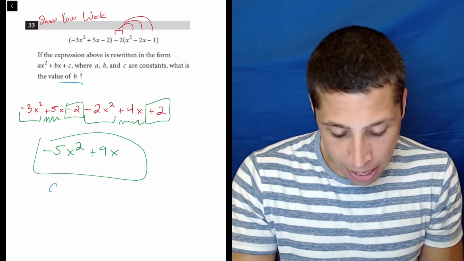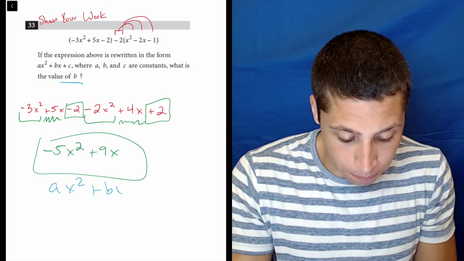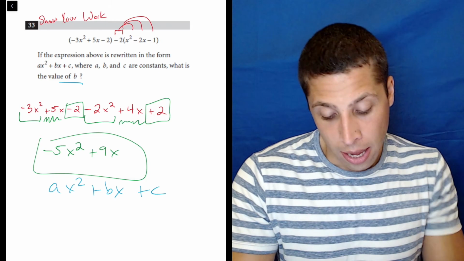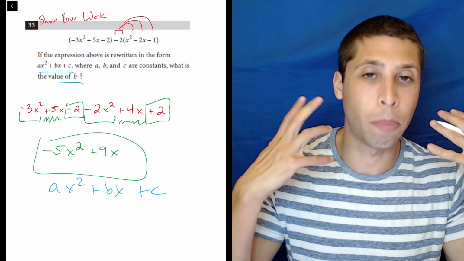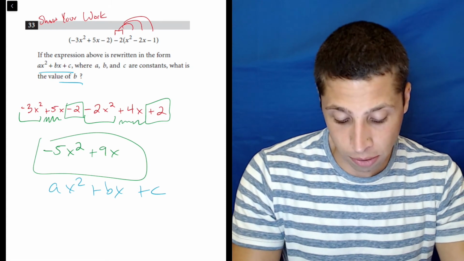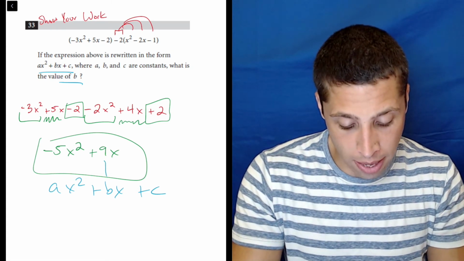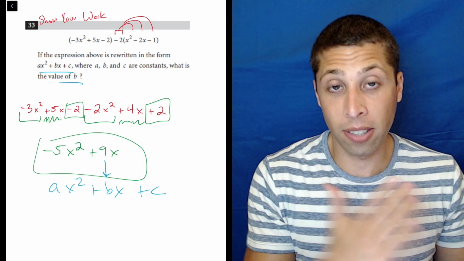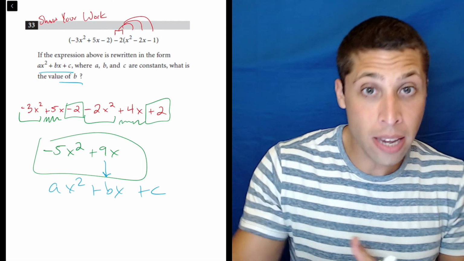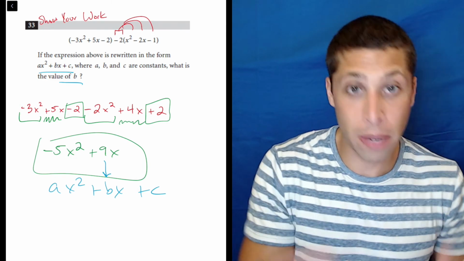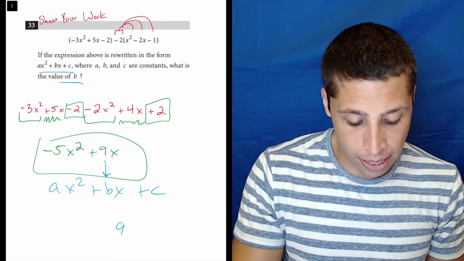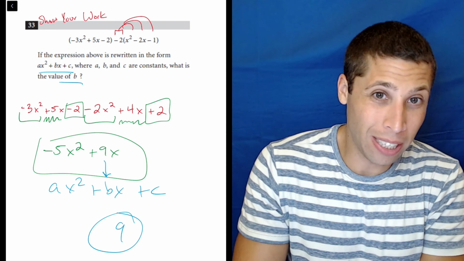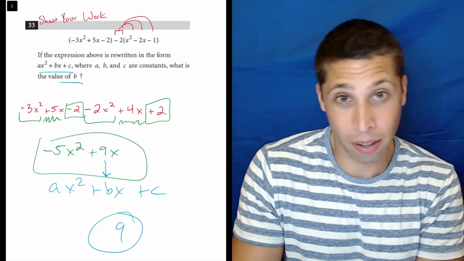And so it might be helpful to kind of match this up here. The thing that they're asking for is really just a last little cosmetic step for the question. We just want to say, okay, the 9 is attached to the single x, the b is attached to the single x, therefore the b is the 9, right? This is just a way of organizing the coefficients. So it's not really even a math step at that point. It's just following the instruction.